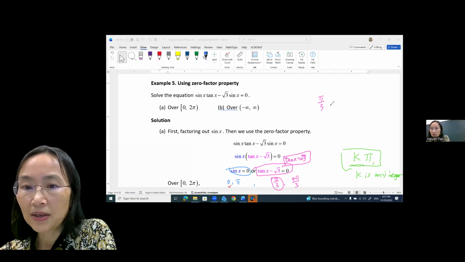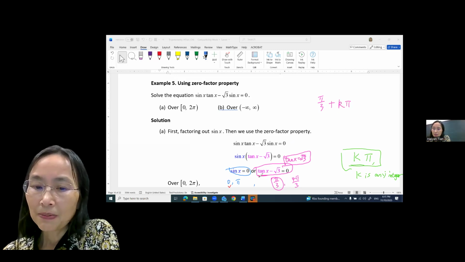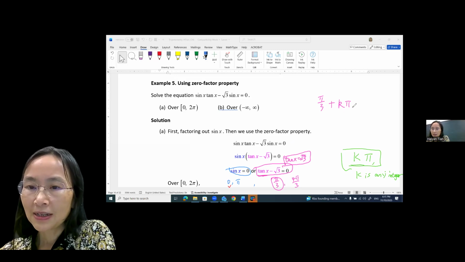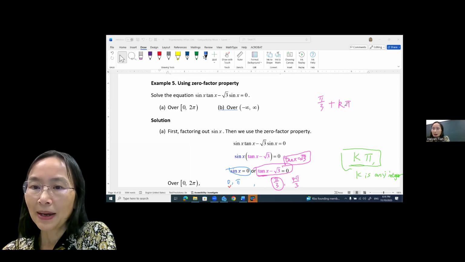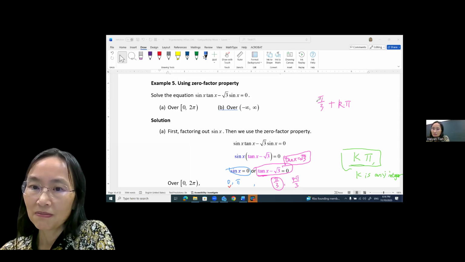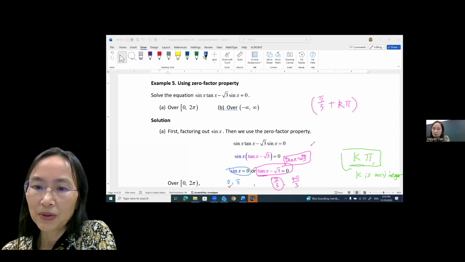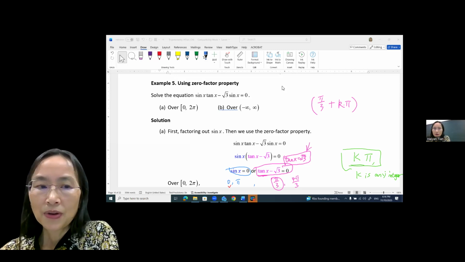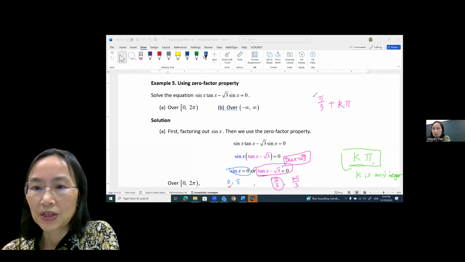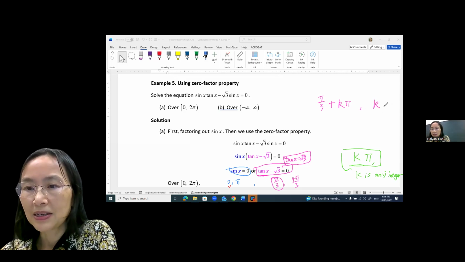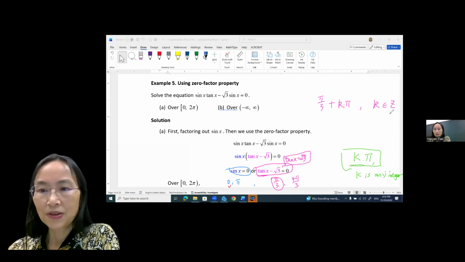So suppose you find one, then you can find more. Any integer multiple of pi can be added, because the tangent function has a period of pi. Any integer multiple of pi added to pi over 3 is still another solution for the same equation. So we have many solutions here. K is again an integer, can be 0, positive or negative integers.